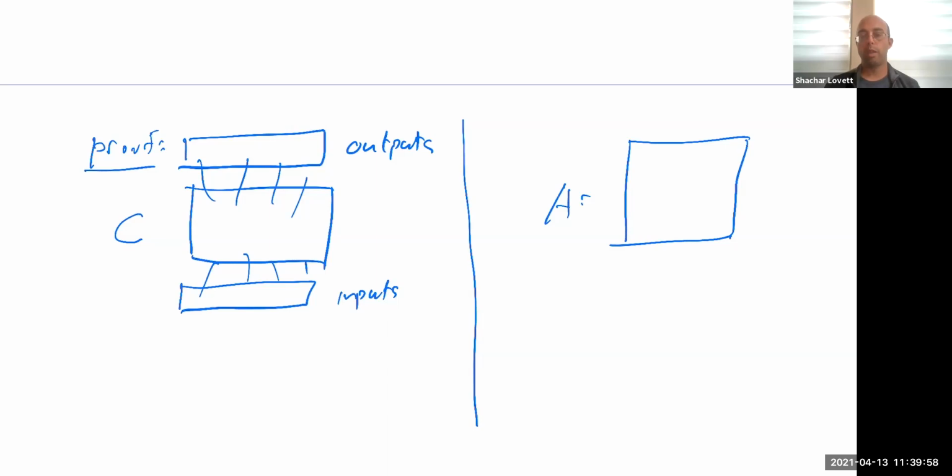And now we want to show that C is going to be a super-concentrator. So we want to choose a subset of the inputs, S, and a subset of the outputs, T. So S is a subset of the inputs, T is a subset of the outputs, and they have the same size.